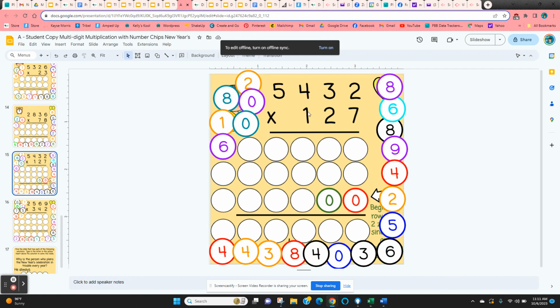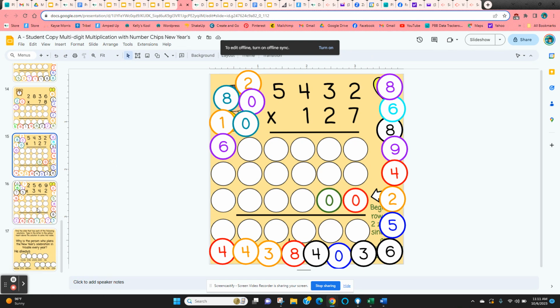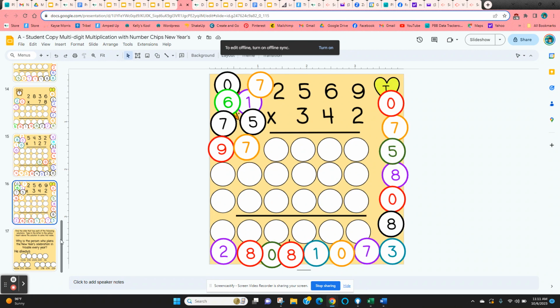Now the third row, we're multiplying by the number in the hundreds place. So we have to start this row with 2 zeros. And those are already done for them. Now they just have to do the multiplication and add the products. They've got one more like that.